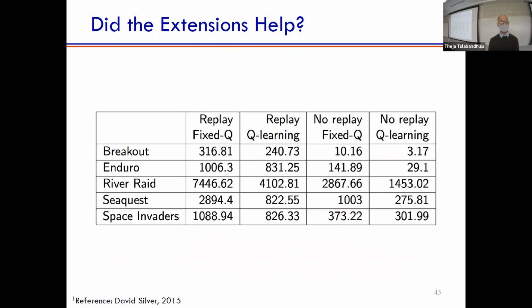So the question is, did the extensions help? What are the extensions? One is this freezing of Q targets, the Q with theta minus or W minus that we saw before. The second extension is the use of a replay buffer. If you don't do those two, then you have the original Q learning with function approximation.